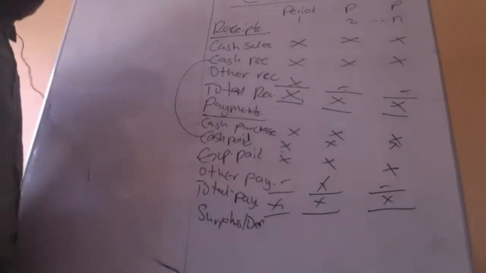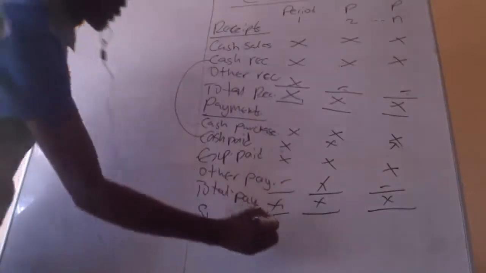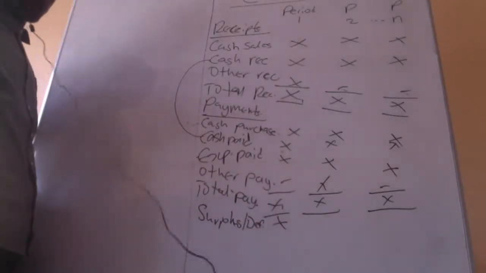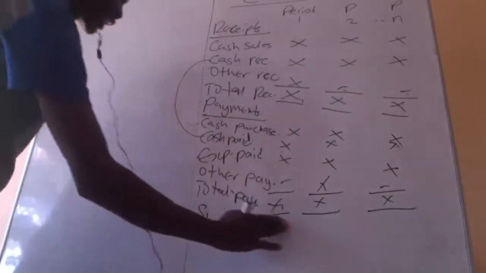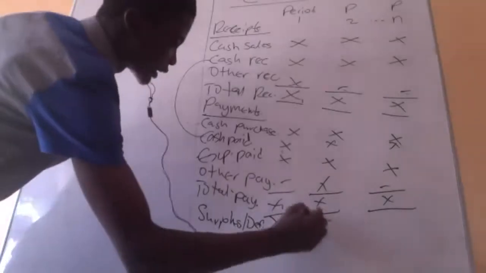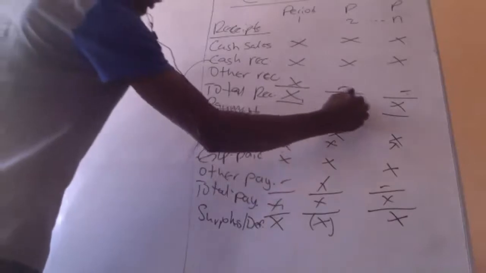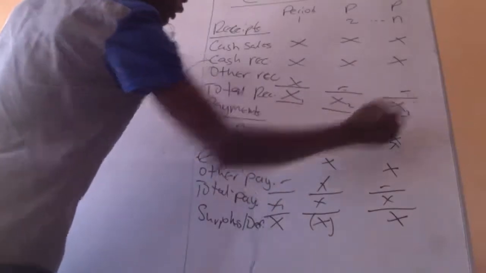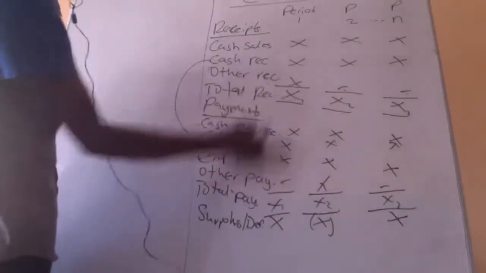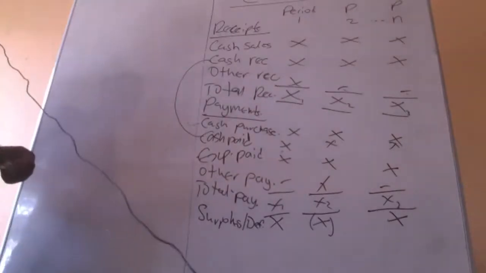So what do we do? This less this. If the answer is positive, we will call it what? Surplus. So take notes. If the answer is positive, we call it surplus. Negative, that's the deficit, in that order. So it will be this minus this in that order, to get the deficit or the surplus.